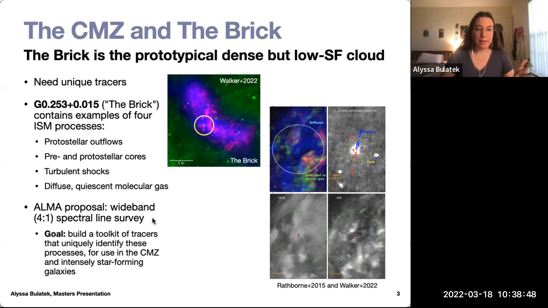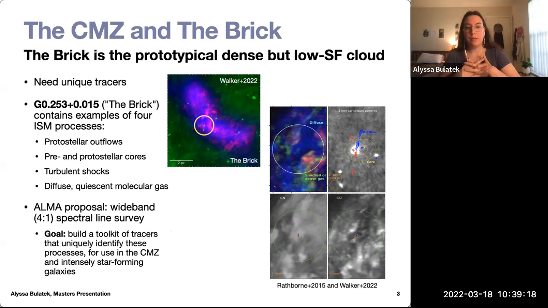So it needed to be wideband so that we could get as much spectral bandwidth and thus as much discovery space for molecular lines to try to find new molecular tracers for star formation processes. It needed to be as wideband as possible to increase this discovery space. So the goal of the survey explicitly is to build a toolkit of tracers that uniquely identify each of these 4 processes and not the others.